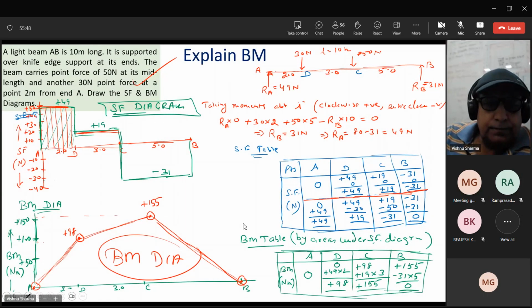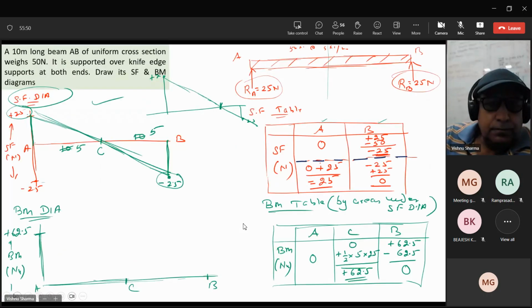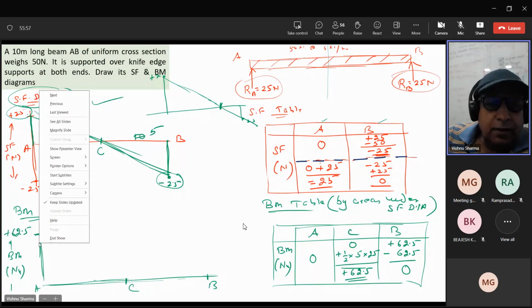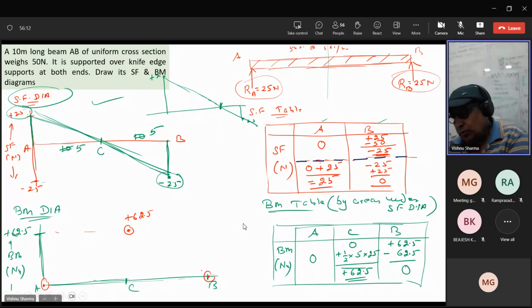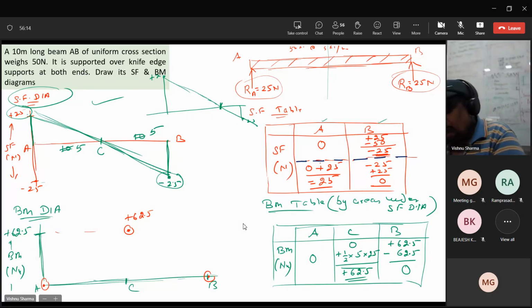Now, I'll put the values first. Let me put the values, and then we'll see how to join them, that we'll discuss later. At A, it is 0. At C, it is plus 62.5. At B, it is 0. Now the question is, how do I join the value at A to the value at C, and then from C to B?